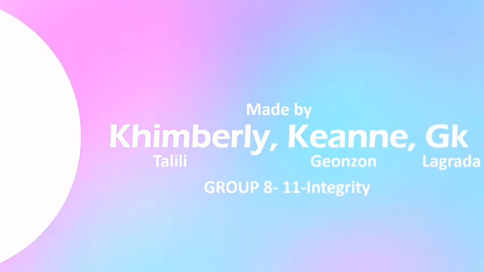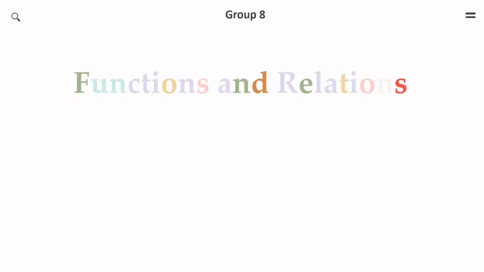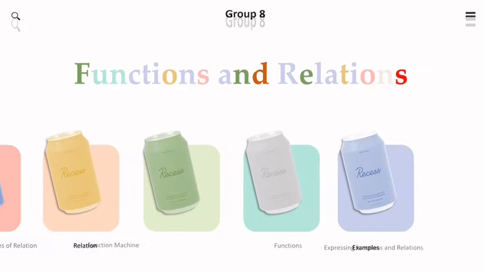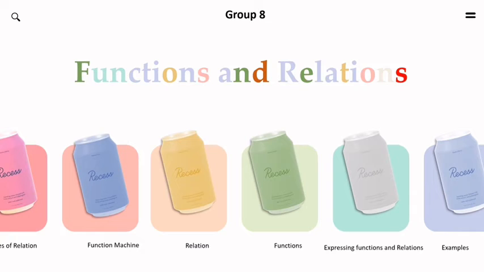In this presentation, we will present and teach on the lesson Functions and Relations. My name is Kimberly Crizal Talili, and I am the assigned reporter for Group 8 in Grade 11 Integrity.